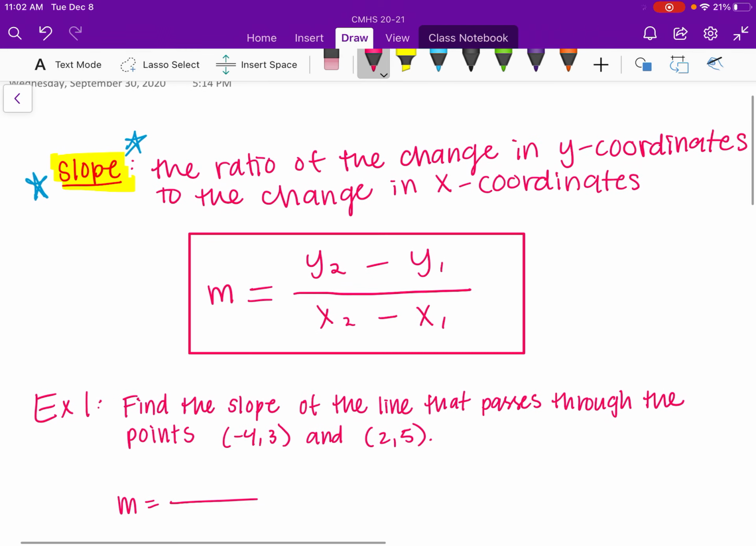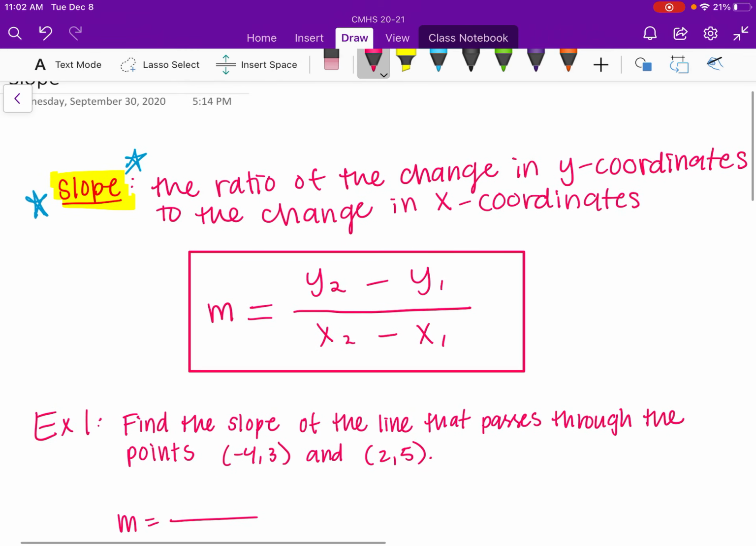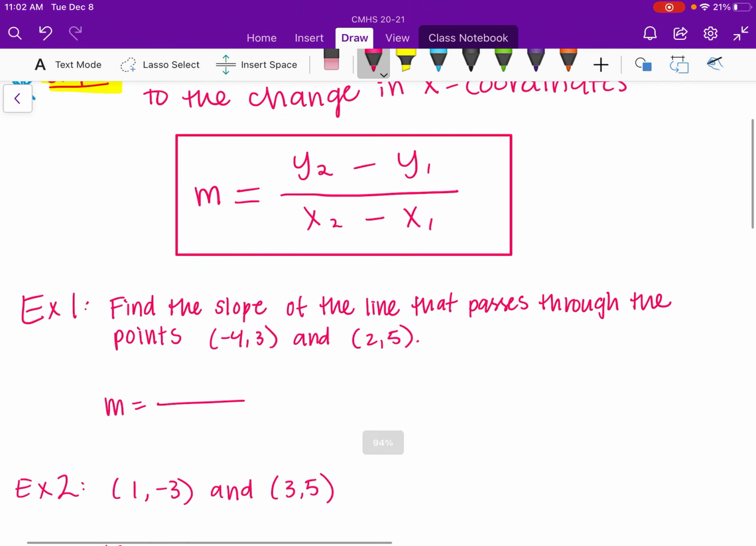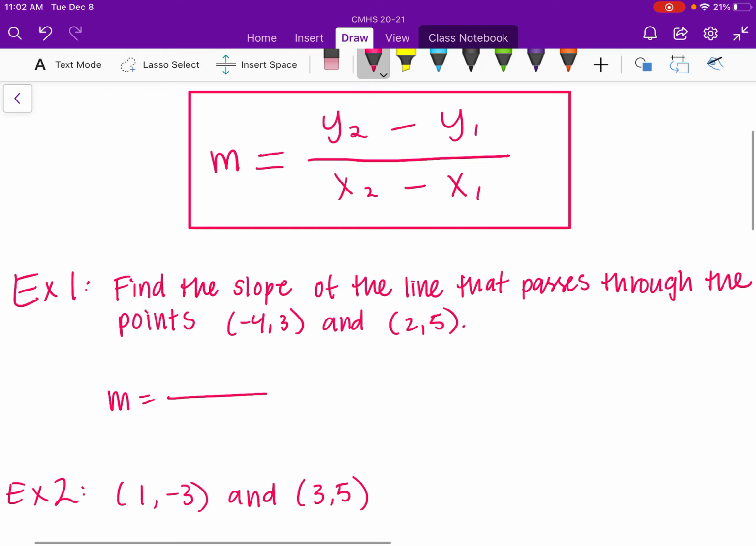Like I said, this is a very important formula, and if I were you, I would probably try my best to memorize it. It will come up on ACTs, things like that. It's incredibly significant. So let's look at example 1. The directions say, find the slope of the line that passes through those points. So what I'm going to do is I'm going to underline. I'm going to use blue for my y's. So y2 minus y1 is blue.